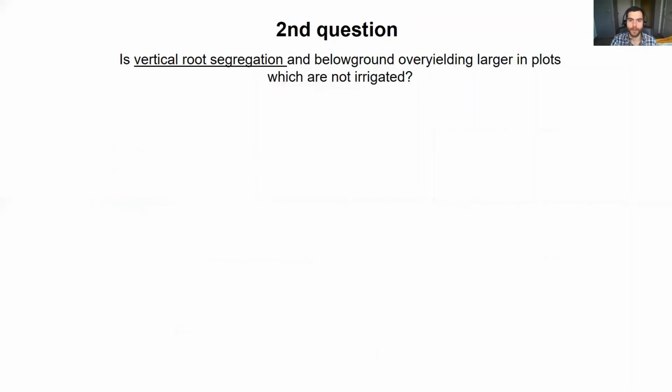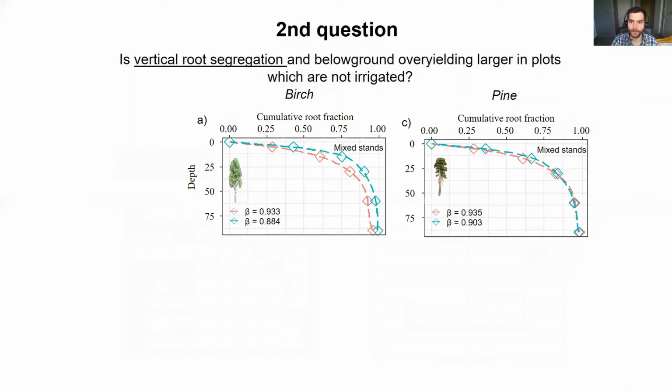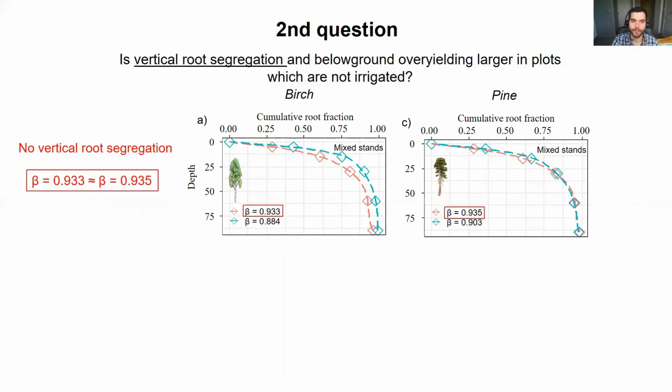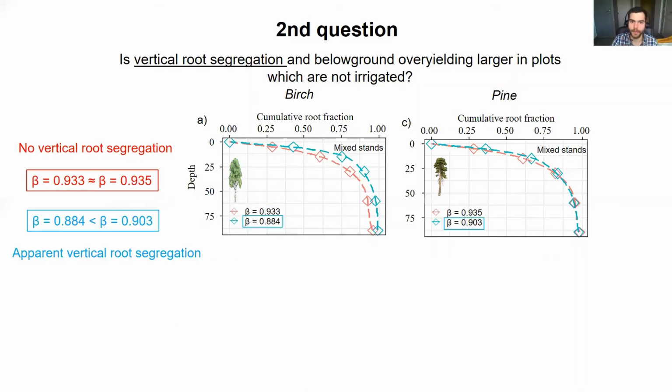Contrary to our second hypothesis, vertical root segregation was not larger under ambient water supply. In particular, we find that in the control treatment, designated by the red line, birch and pine had almost identical vertical root distributions, while under irrigation, designated by the blue line, birch produced shallower roots than pine, resulting in an apparent vertical root segregation, which exists only under irrigation.